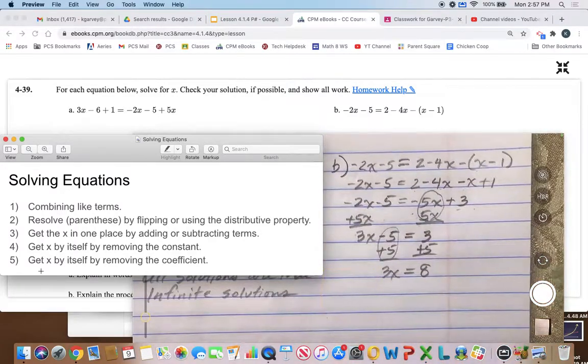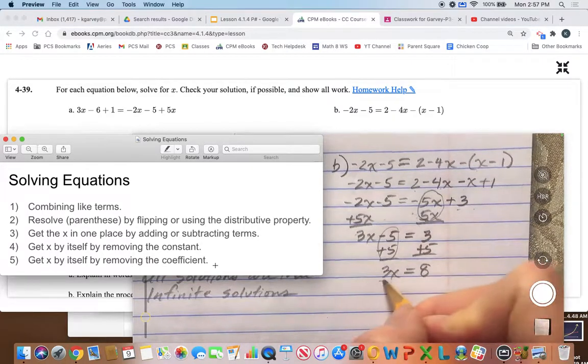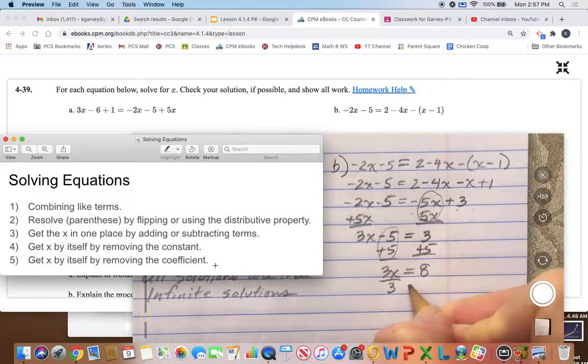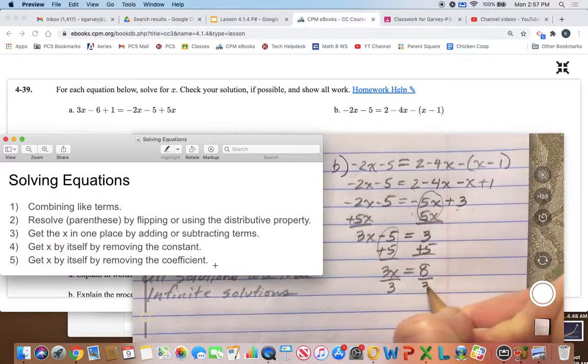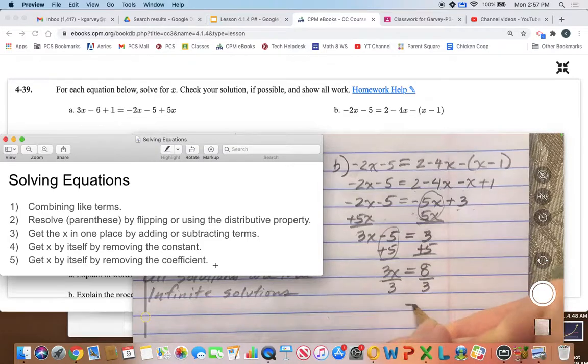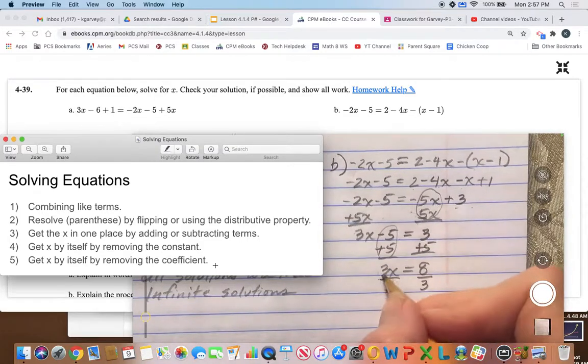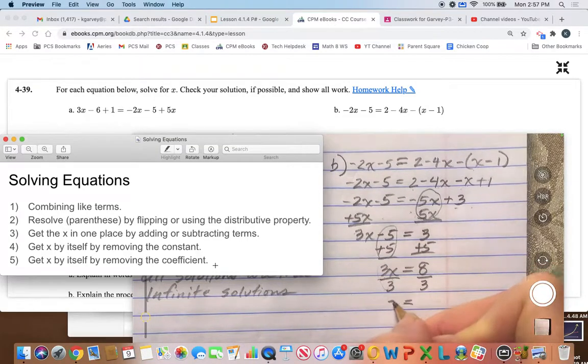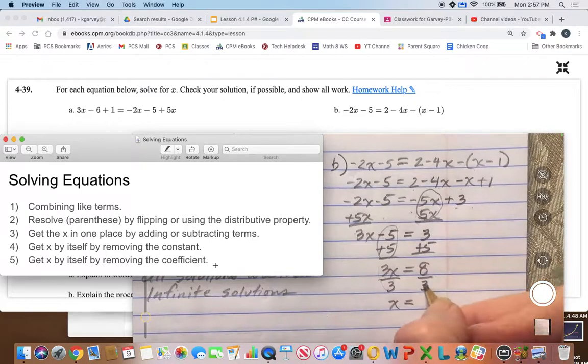All right, and the last is get x by itself by removing the coefficient of x, which in this case is 3. So we'll divide to get rid of that. And we end up with 3 over 3 is 1. 1 times x is just x. And then 8 divided by 3, let's see, that will go in 2 times with 2/3 left over.